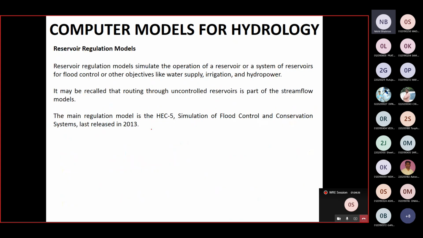Then we have the reservoir regulation models. Reservoir regulation models simulate the operation of the reservoir and the systems of reservoirs for flood control or other objectives like water supply, irrigation, hydropower, etc. It is recalled that routing through an uncontrolled reservoir is a part of the streamflow models, and models like HEC-5, the Simulation of Flood Control and Conservation Systems, which was released in 2013, can be used for the reservoir regulation models.